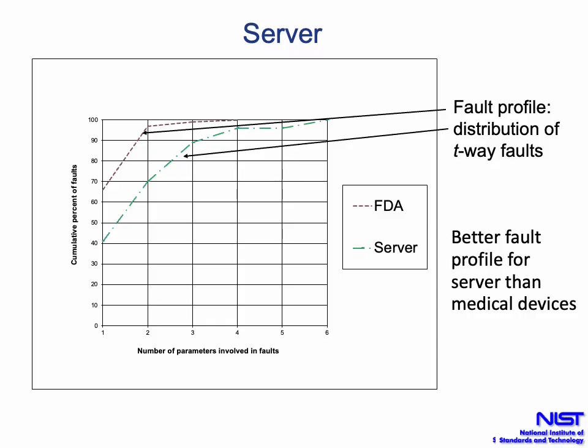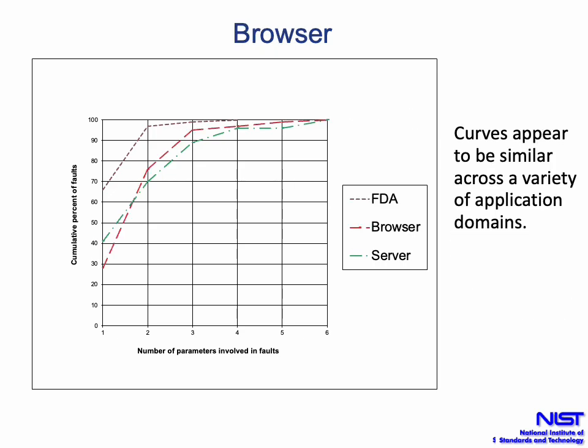We can quantify that and model it, and it does relate to software reliability models, which we'll explain in a little while. Here we're seeing the distribution in red of faults in browser software. This was from one large open source browser. And as you can see, the fault profile is similar to what we have seen for the server.